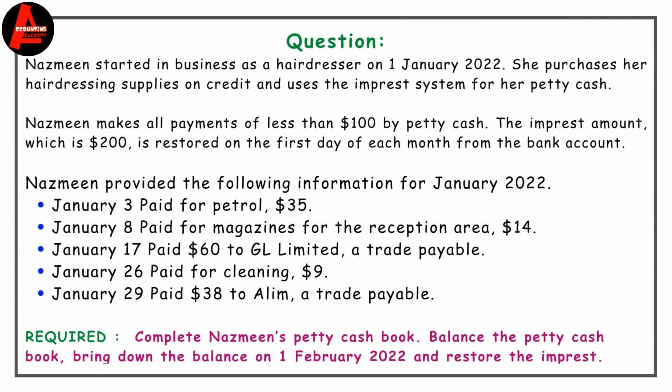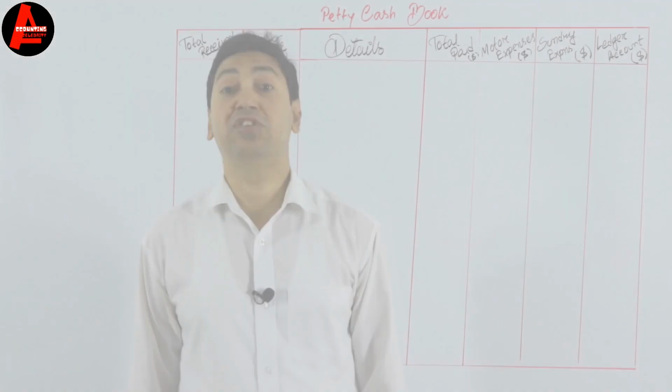Nazmin started in business as a hairdresser on 1st January 2022. She purchases her hairdressing supplies on credit and uses the Imprest system for her petty cash. Nazmin makes all payments of less than $100 by petty cash. The Imprest amount, which is $200, is restored on the first day of each month from the bank account. Nazmin provided the following information for January 2022.